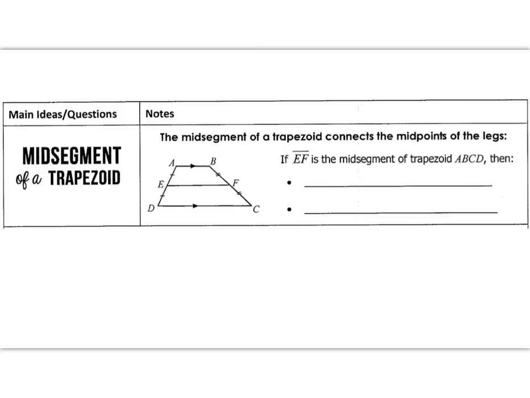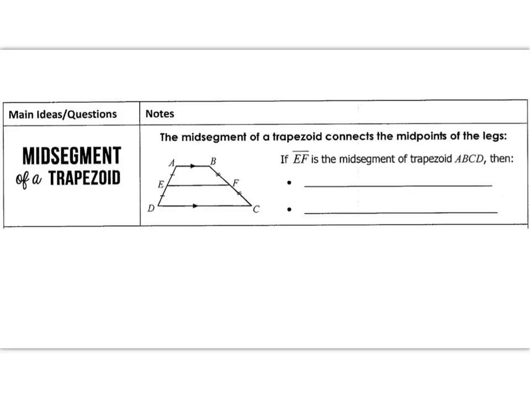All right, when we're talking about a trapezoid, there's something special about them. We can talk about the mid-segments of a trapezoid. The mid-segment of a trapezoid connects the midpoints of the legs. So E and F are the midpoints. E is the midpoint of AD, F is the midpoint of BC. The midsegment connects them. So if EF is the midsegment of trapezoid ABCD, then there's a few things that we can say.